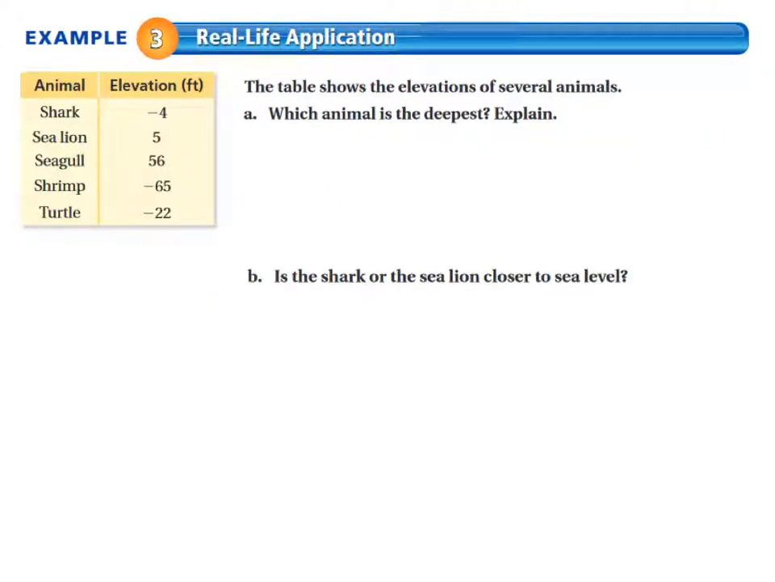Example 3. The table shows the elevations of several animals. Part A, which animal is the deepest? Okay, to get a better idea of where all these are at as far as sea level goes, I'm going to put these on a vertical number line. It makes more sense to put these on a vertical number line because that's more relative to real life than a horizontal number line would be.